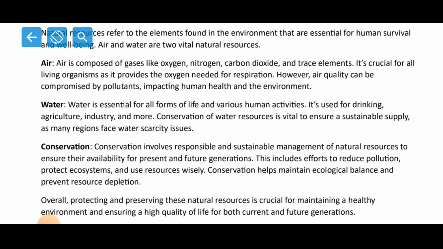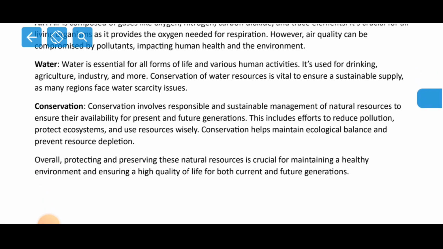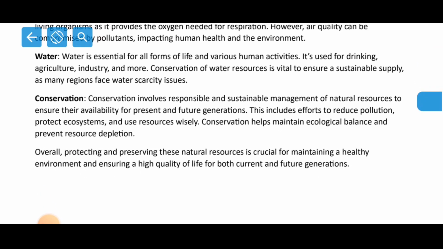Now how do we conserve air and water? Conservation involves responsible and sustainable management of natural resources to ensure their availability for present and future generation. See, I don't want to cite very hi-fi examples. I'll just say that by taking up simple steps, or being a little bit responsible, we can contribute a lot to the environment. How do we do that?